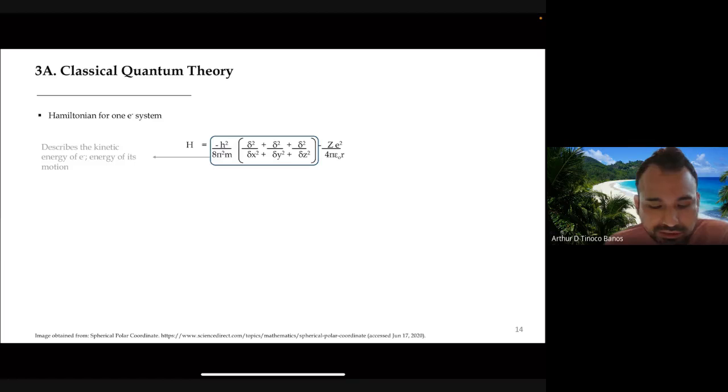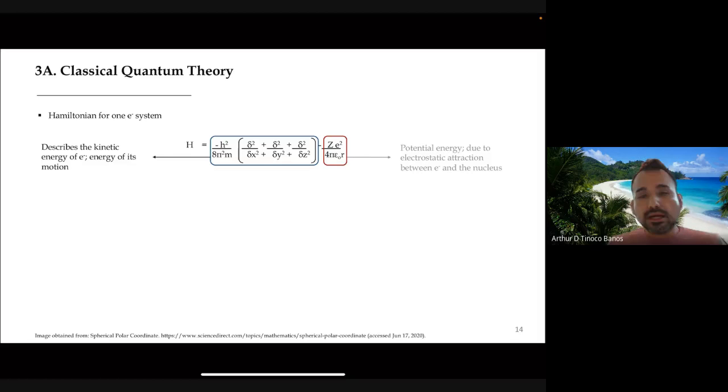So what we're going to see is how we can break down this Hamiltonian into the two components of energy. This part that I have circled here in blue describes the kinetic energy of the electron. Again, that has to do with the energy of its motion. Whereas the other part of that equation, circled here in red, has to do with the potential energy due to the electrostatic attraction between the electron and the nucleus. So that's just to give us a perspective of what part of this formula has to do with the calculation of the kinetic energy, and what part has to do with the calculation of the potential energy. And again, the same terms that we looked at already.